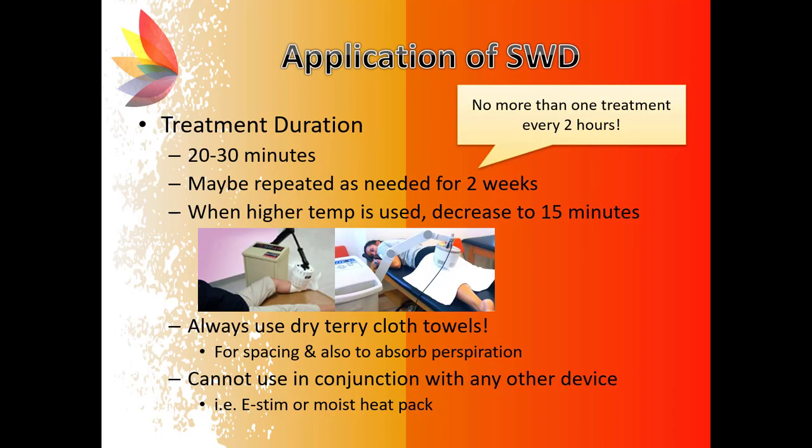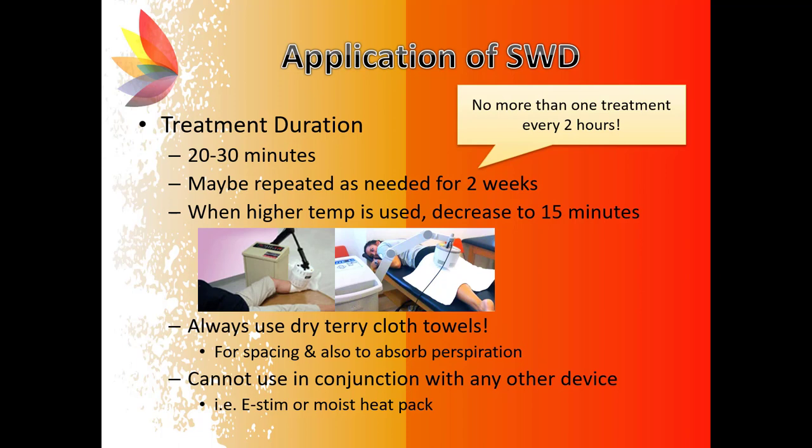Shortwave diathermy treatments last for approximately 20 to 30 minutes. We should schedule no more than one treatment every 2 hours for the patient. The treatments may be repeated as needed for up to 2 weeks. When a higher temperature is used, it is recommended to decrease the treatment time to 15 minutes.